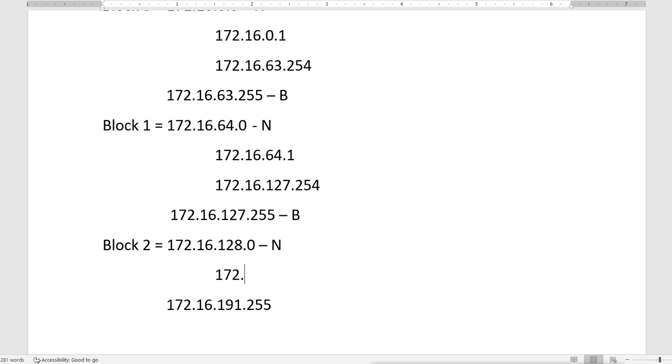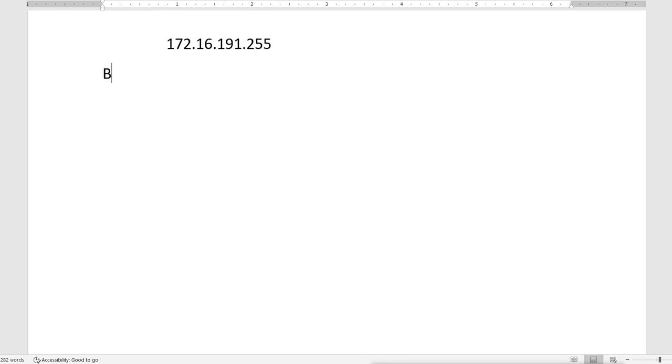So it will be 172.16. It will start from 128.1 and it will go up to 172.16.191.254. And then the last block, block number 3. The last block will start from 172.16.192.0, and it will reach 192 only when this one becomes 255.